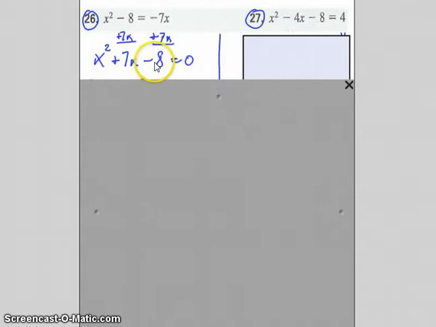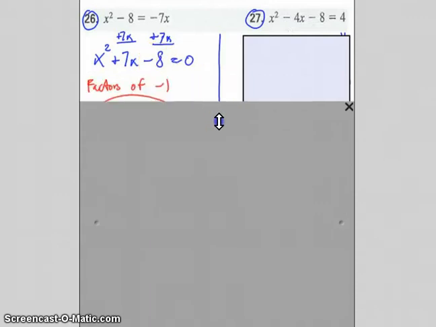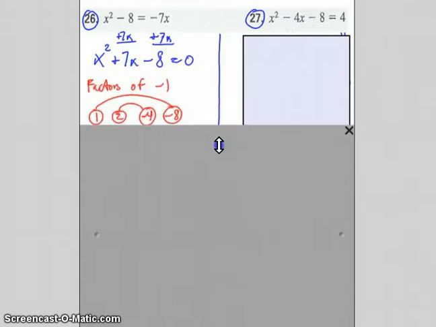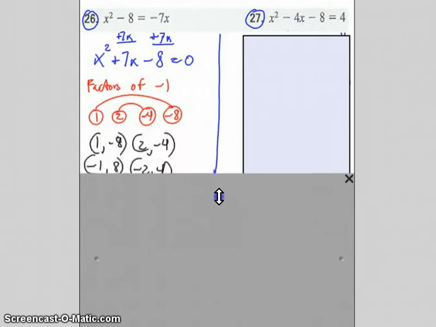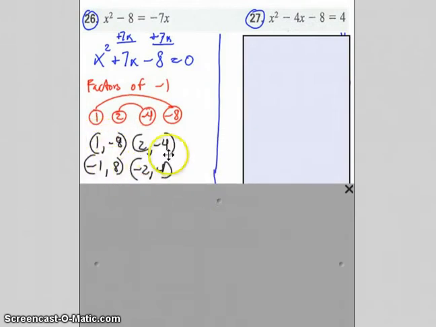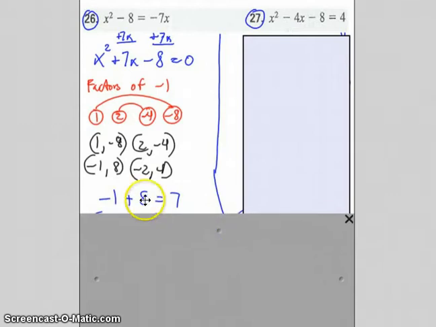I've got to find factors of negative 8. I don't know why I wrote negative 1. I meant to write negative 8 there. That's a typo. But it's 1 times negative 8, or 2 times negative 4, or their opposites. So it could have been 1 negative 8 or negative 1 8, and so on over here. Now I'm looking for one of these 4 pairs that adds up to make positive 7. Negative 1 and positive 8 do.